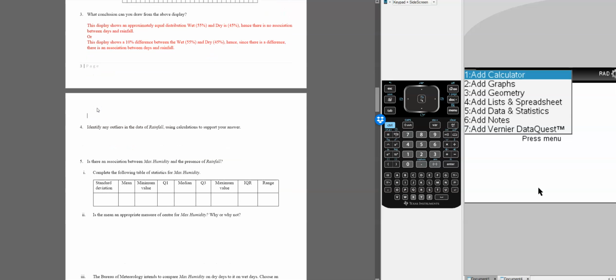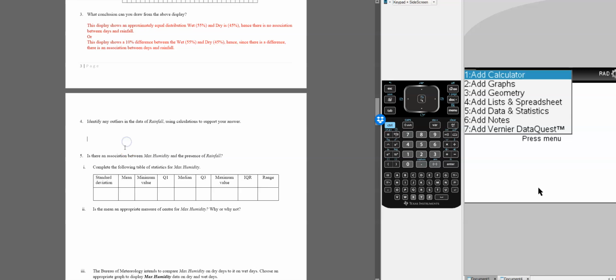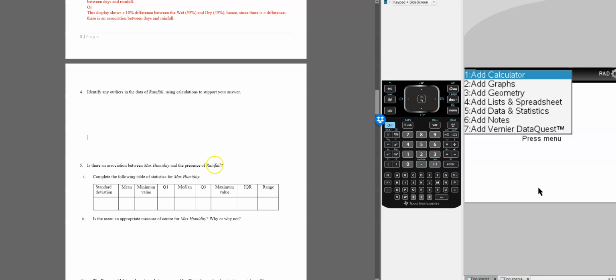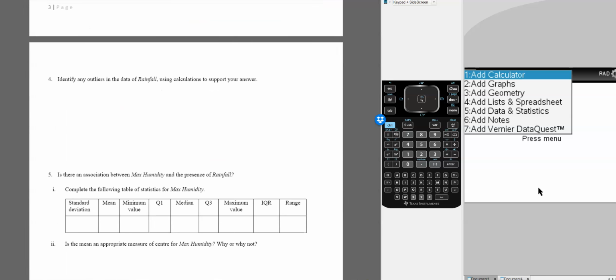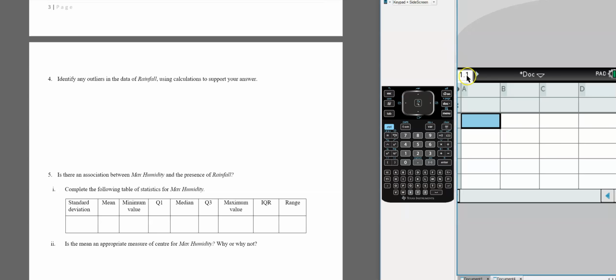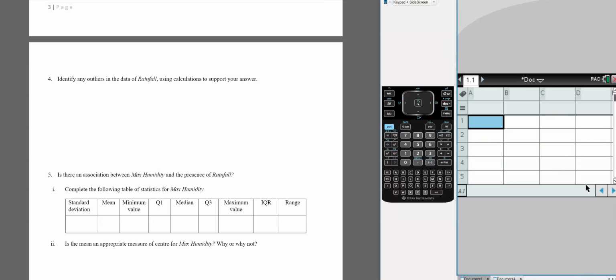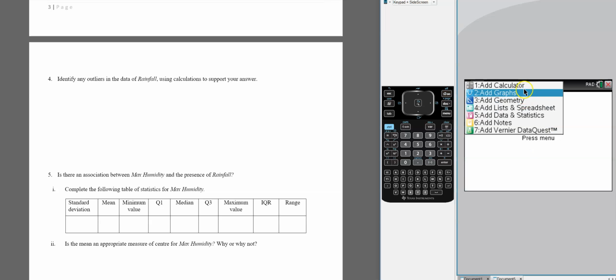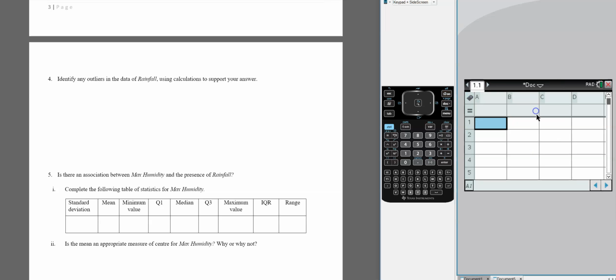Next question says, identify any outliers in the data of rainfall using calculations to support your answer. Now, in doing this question here, I suspect a lot of you guys would actually plug your data into the CAS before you even do any calculations. And I think that's quite appropriate because we need to know if we are going to be looking for outliers or not. So let's start a new document here.